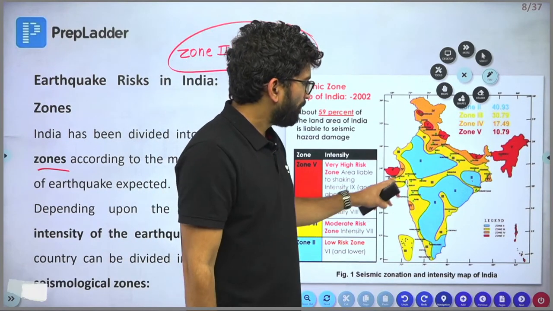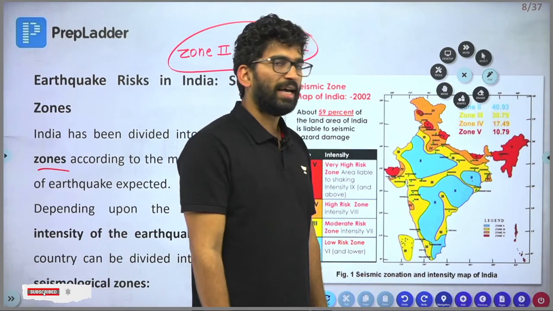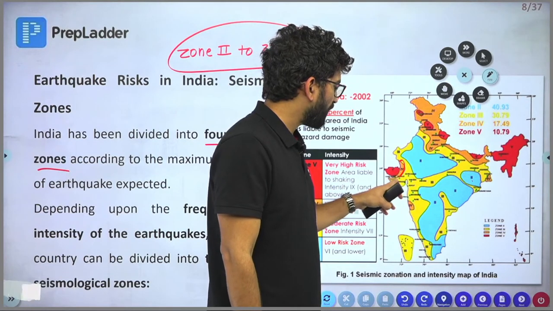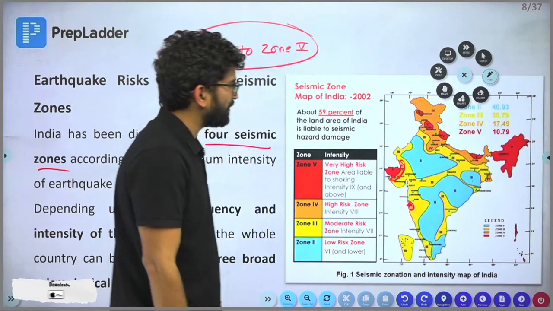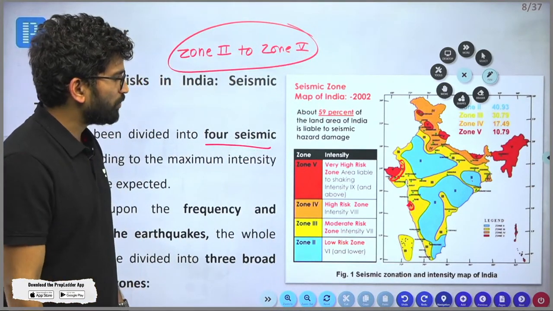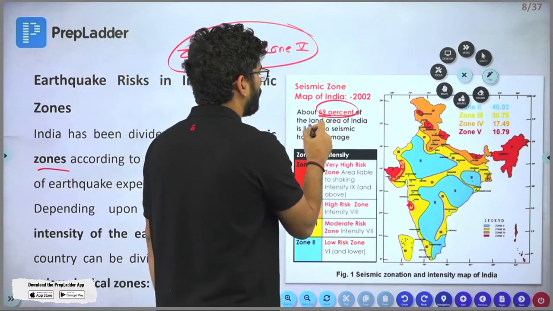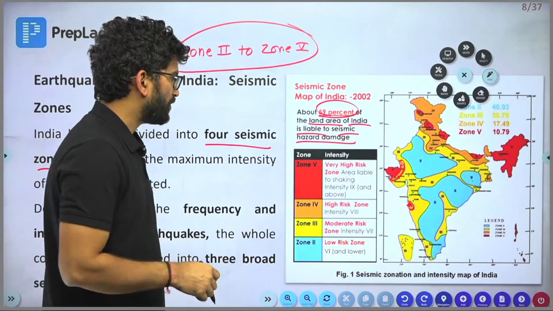At the same time, Bhuj region, Kutch region of Gujarat, it lies under zone 5. And this zone 4 is this particular area, this one. Zone 4, and then even the western part of Maharashtra, some part lies under zone 4. So this is how the zonation map of India looks. So about 59% of the land area of India is liable to seismic hazard damage.